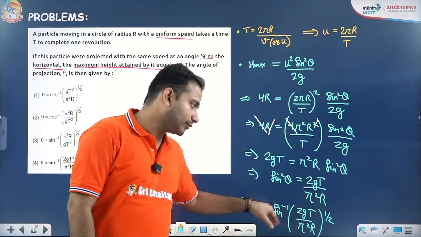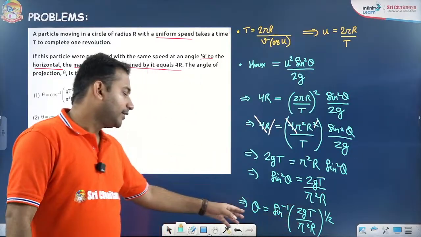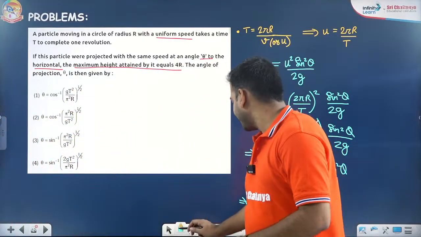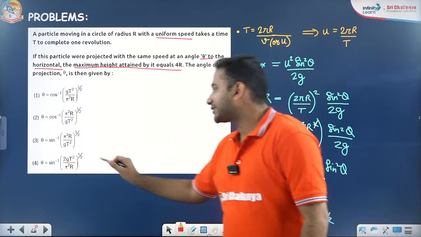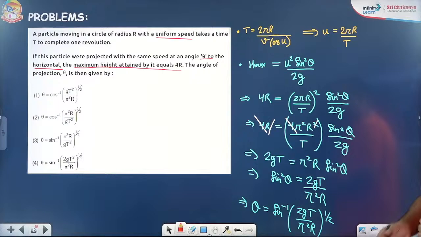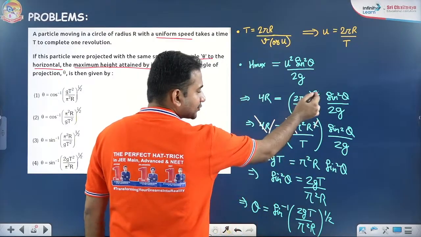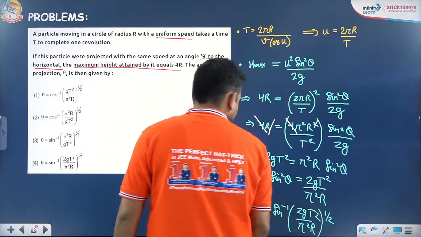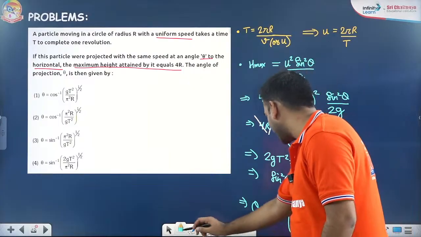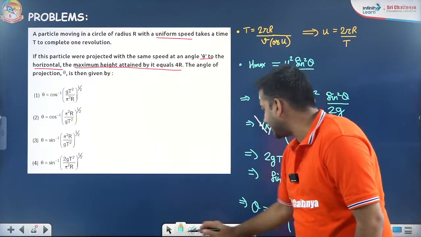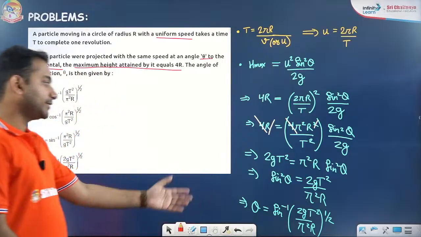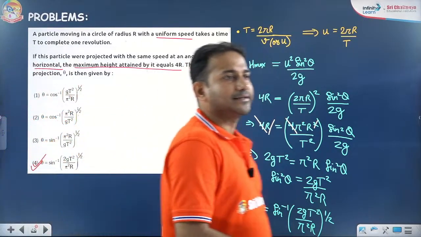This pi square could be taken out of the root also, which means pi can come out, but that will still stay inside the sine function. That's what I was checking in the options. So which option is correct now? Theta is sine inverse 2gt, did I miss something? Yes, I missed this t square here. When we were squaring, I did the square only of the numerator. This has to be the square of the denominator also. Then naturally what we get here is 2g t square. I think the fourth option is correct: theta is equal to sine inverse of 2g t square by pi square r. I hope that's clear. Option 4.